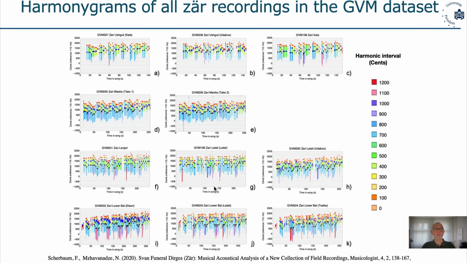At the time of our study of Svan funeral dirges, we still used a different color scheme for the harmonic intervals, and the name harmonygram did not exist. So what is shown here is what we called harmonic melograph plots at that time. I want to point your attention to two aspects of this plot.